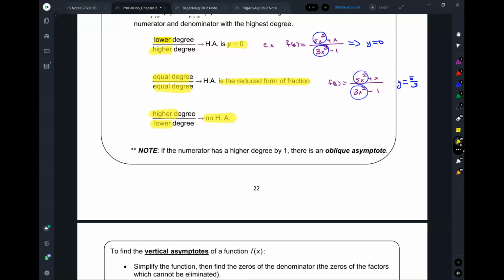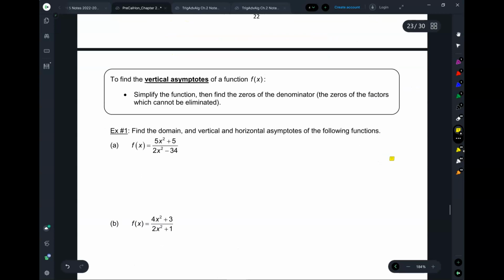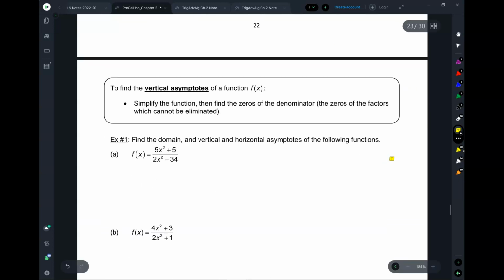Now, disclaimer. If the numerator has a higher degree by 1, then there is what we call an oblique asymptote. It is an asymptote. Technically, it's not a horizontal asymptote, so that statement above is still true. We'll get to that later. So that's about horizontal asymptotes. It's a different process than a vertical asymptote.